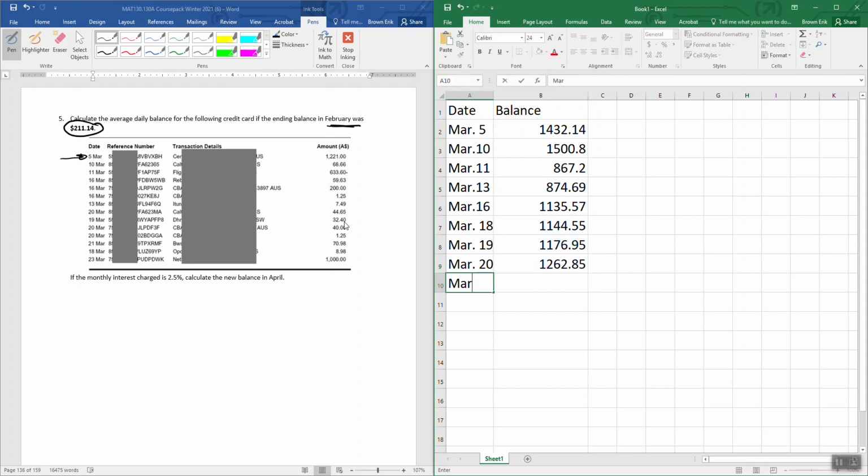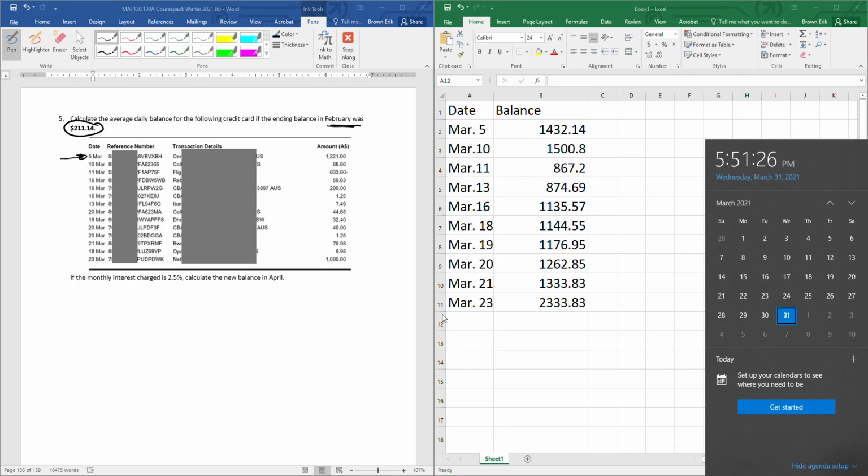And then finally, March 21st. Here we add in a 70.98. Oops, I forgot to put a plus sign. And then finally, the 23rd, our last charge of the month, we added in $1,000, big charge. Okay, so then we should note that March, which is the month we're in, has 31 days.